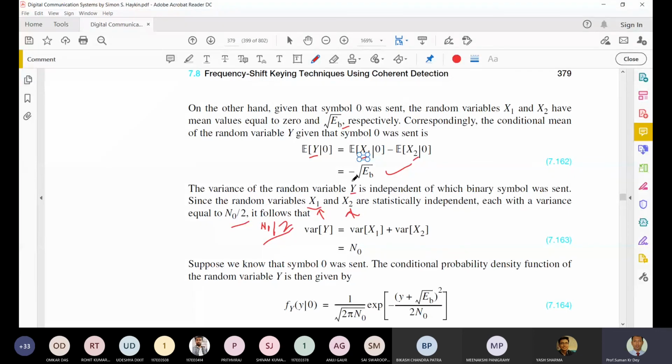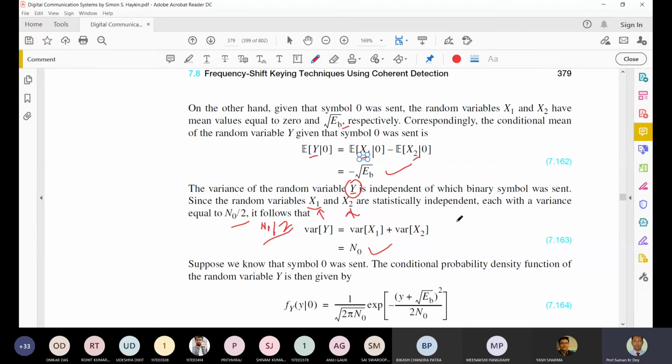Now, to get the variance for the random variable y, what can we do? We can add up these two values when they are statistically independent. So we add N0 by 2 plus N0 by 2, which means we get the variance of y equal to N0.